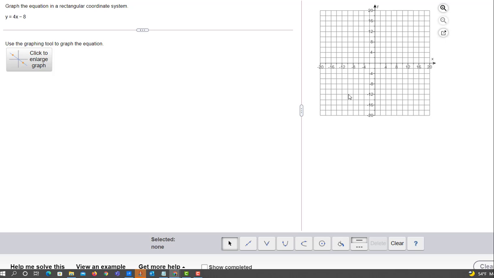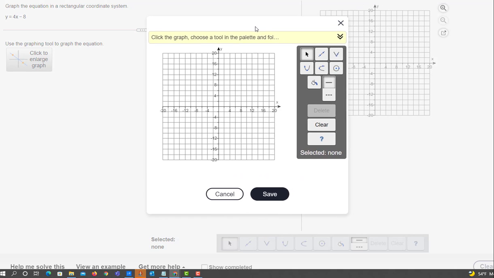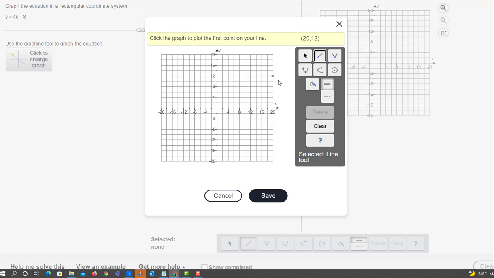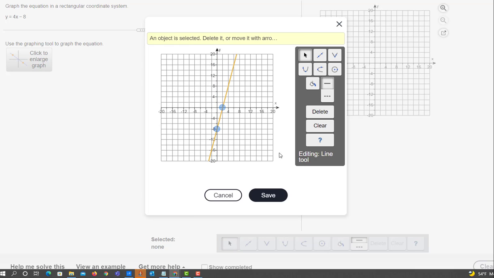So here I have my graph. I clicked on the graph so you can see all these nice little things. I normally click to enlarge it. And I can use this line tool. How do I know it's a line? This is the linear equation, y equals mx plus b. I can click on that. And I can go to 0, -8. Remember, that was my first point, and click. And then I can go to 2, 0, and click, and that's my line. So that is one way you can do this.